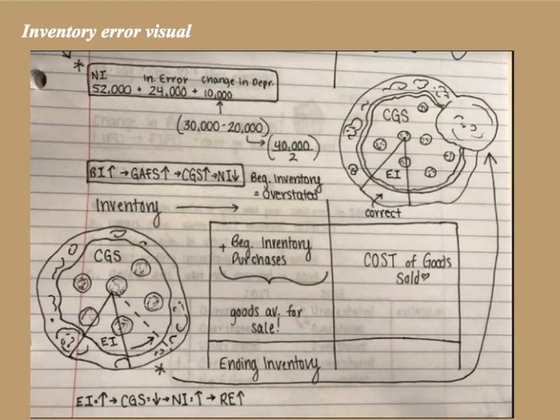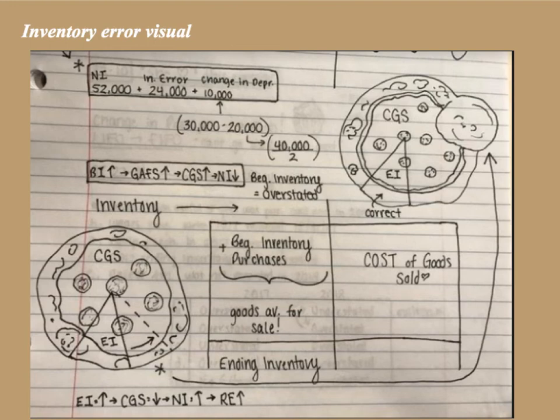So it will look like this. Beginning inventory is overstated. As a result, goods available for sale, this big pizza, is misshapen. It's overstated. As a result, your cost of goods sold is overstated as well. And always remember it has an inverse relationship with net income. As a result, net income will be understated. And once net income is closed, now be careful.